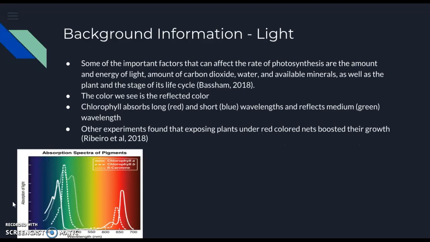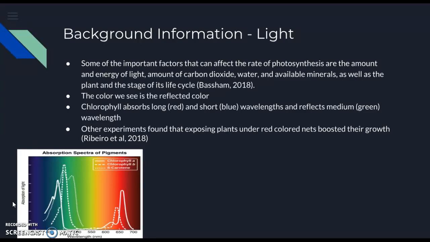So now some background information about light in plants. There are many factors that can affect photosynthesis, including temperature, how much CO2 is available, water, and also how much light is shined into the plant, or how much light the plant or the chloroplast is absorbing. And in light, there is a visible spectrum that the human eye can see, and that is a range from around 400 to 700 nanometers.